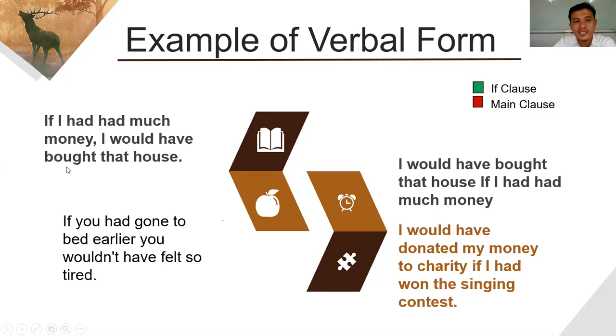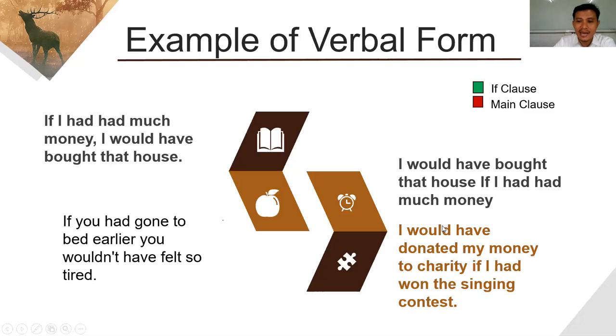Okay, this is the if clause at the beginning of the sentence. Now we use another pattern. In this example, the result clause is brought to the front, and the if clause or the condition is in the second clause. That's fine. I would have bought that house if I had much money. I would have donated my money to charity if I had won the singing contest.